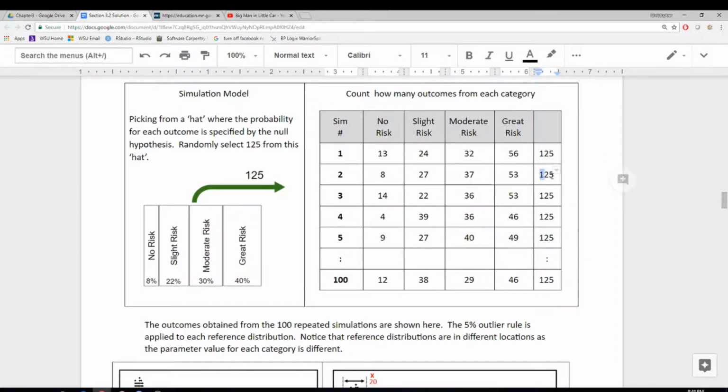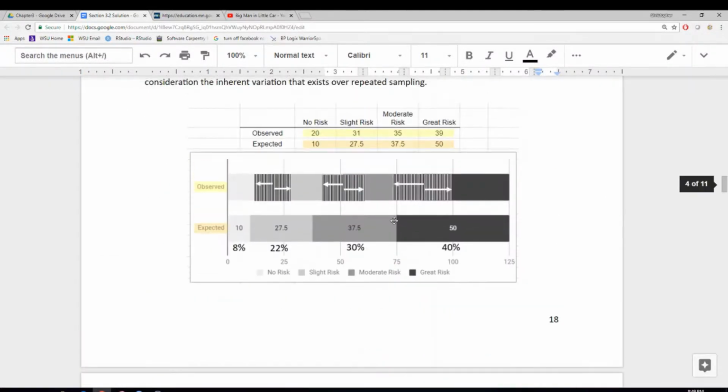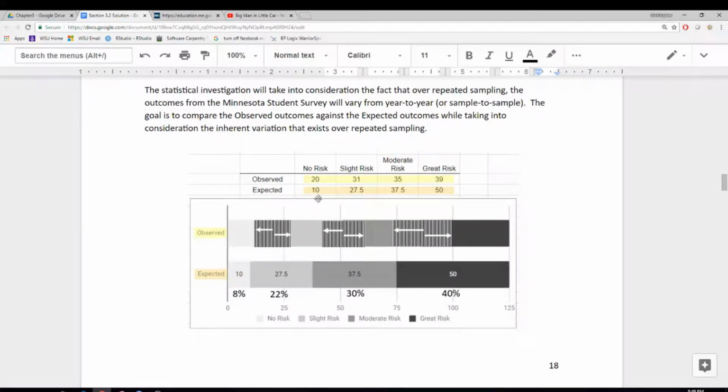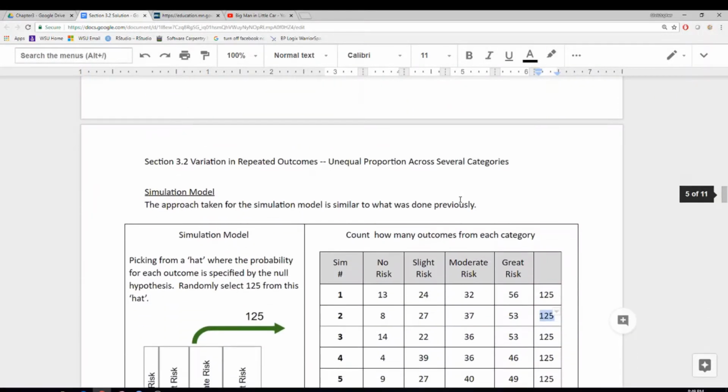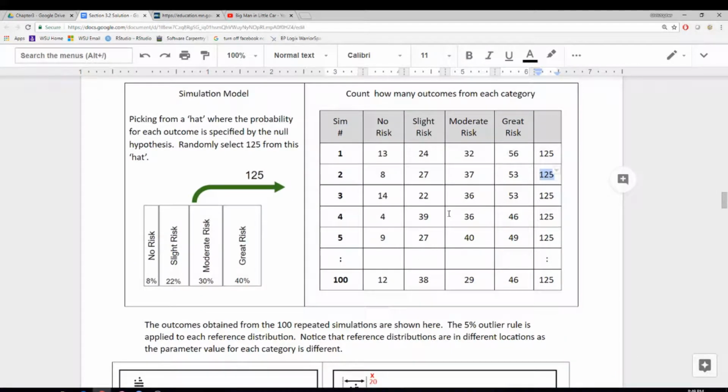That's going to be the same for each simulation run because that's how many people I'm pulling out of the hat here. Now, some of these are going to be closer to the expected than others. If we recall, the expected counts here were 10, 27.5, 37.5, and 50. So some of these simulated outcomes are going to be pretty close to that. For example, this one right here is pretty close.